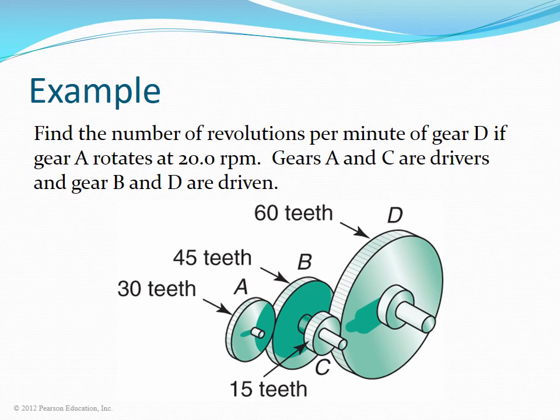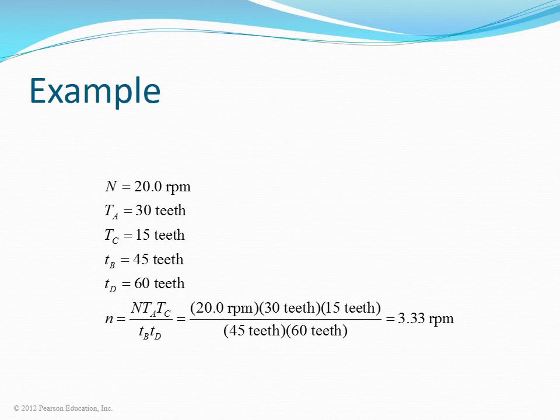Find the number of revolutions per minute of gear D if gear A rotates at 20 RPM. Gears A and C are drivers and gears B and D are driven. Big N is 20 RPM.